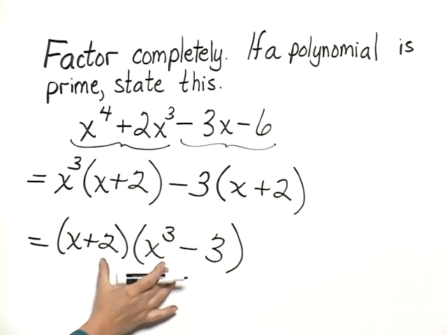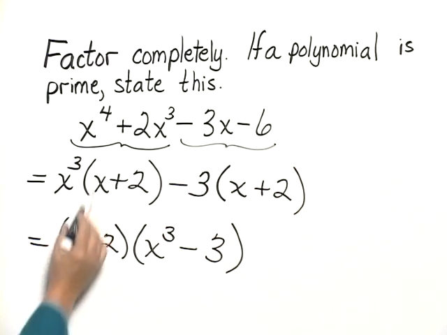And I can check by multiplying. I'd find that the factorization of the original polynomial is x plus 2 times x cubed minus 3.